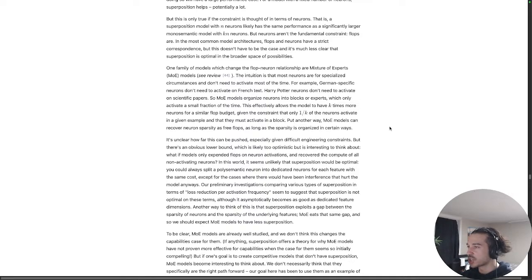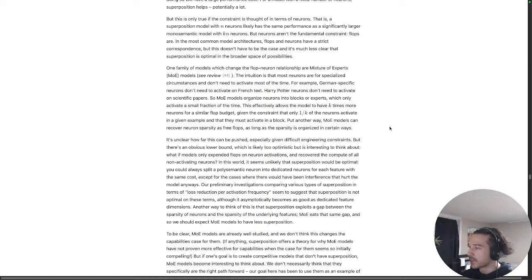One family of models which change the flop to neuron relationship are mixture of expert models, MOE models. The intuition is that most neurons are for specialized circumstances and don't need to activate most of the time. For example, German-specific neurons don't need to activate on French text. Harry Potter neurons don't need to activate on scientific papers. So mixture of expert models organize neurons into blocks or experts, which only activate a small fraction of the time. This effectively allows the model to have k times more neurons for a similar flop budget, given the constraint that only 1 over k of the neurons activate in a given example, and that they must activate in a block.